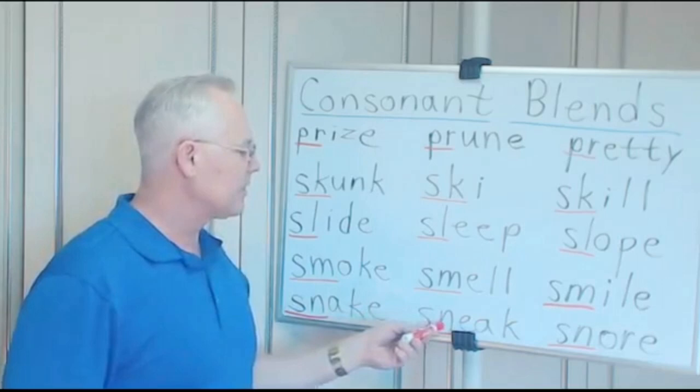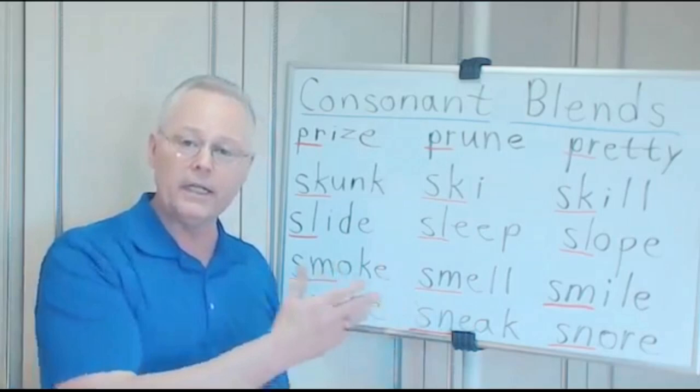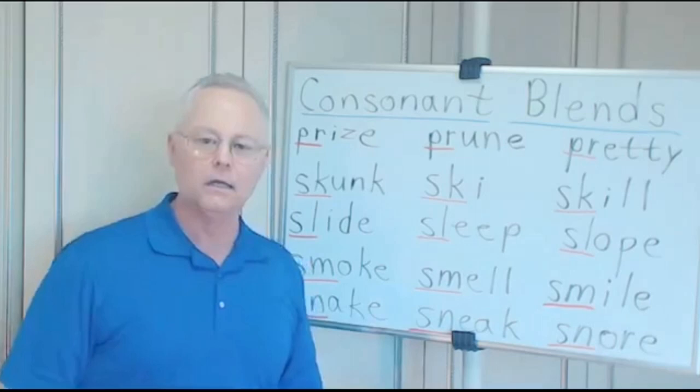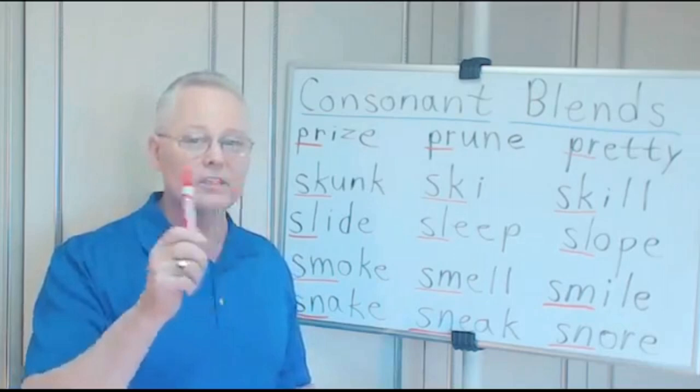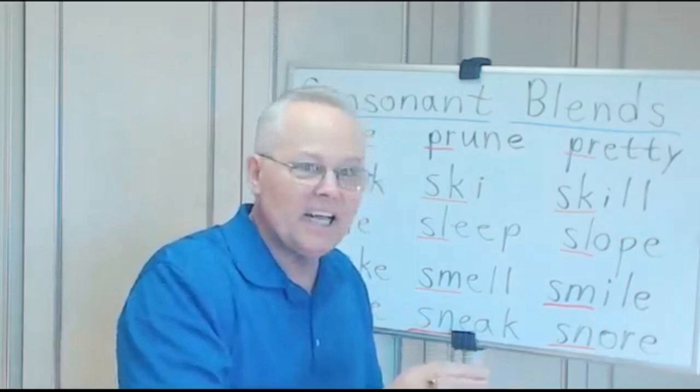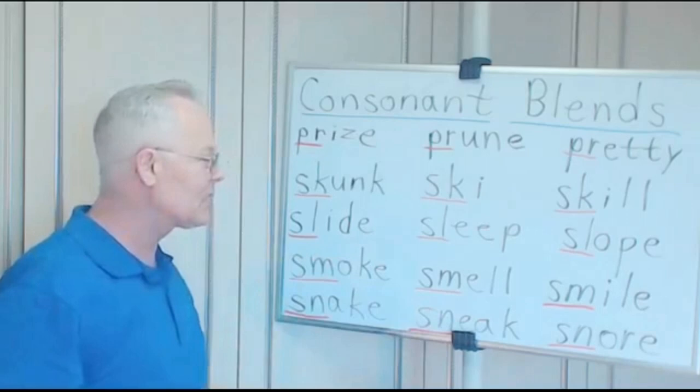S and sna, E. E-A in this word, E-A together sounds like E, right? S-N-E-K, the K sound. Sneak, what is a sneak? Well, maybe someone told you, hey, no more cookies for a snack for you. Stay out of that cookie jar. But you come into the kitchen and you quietly take a cookie. You're sneaking in and you snuck a cookie. You're a sneaky person. You took the cookie. You were sneaking in. Sneak.